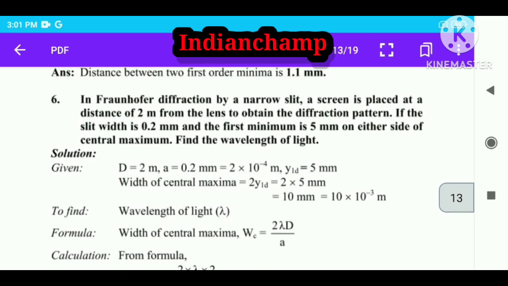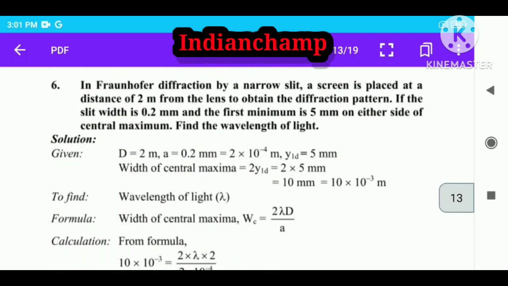Question number 6. In Fraunhofer diffraction by a narrow slit, a screen is placed at a distance of 2 meters from the lens to obtain the diffraction pattern. If the slit width is 0.2 mm and the first minima are 5 mm on either side of the central maxima, find the wavelength of light.